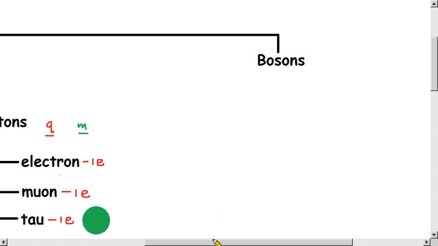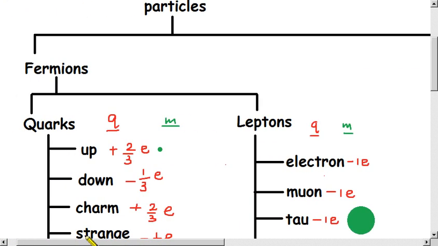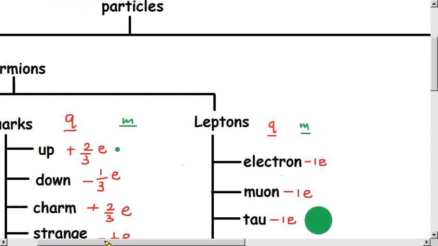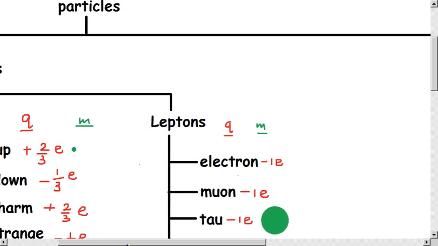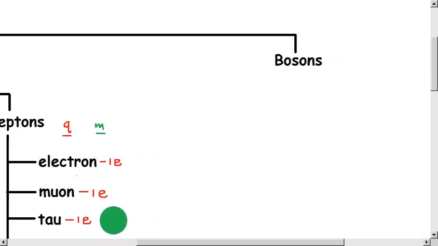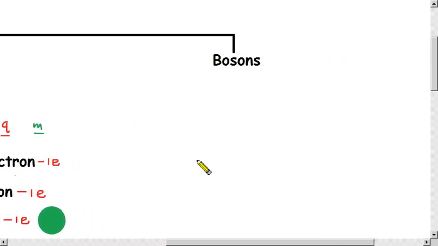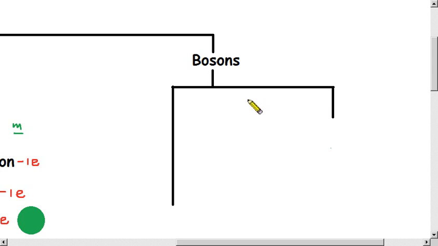So now let's go to this other group. We were talking about these fermions, and there are two types of fermions, quarks and leptons. So that's all. Let us go to the other group, bosons. Bosons are also divided into two groups. So children, what are bosons?